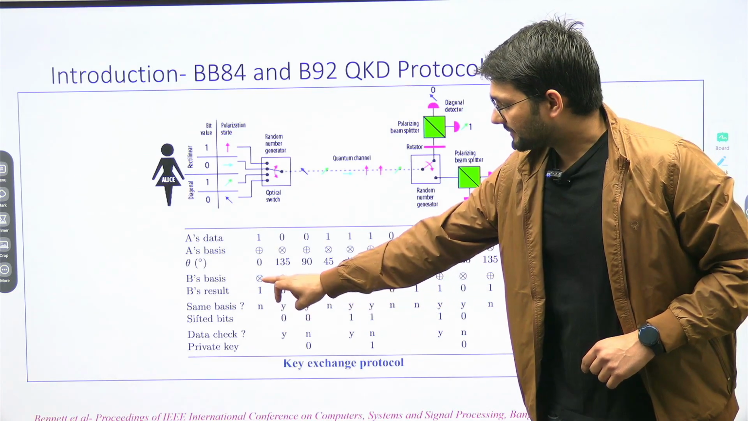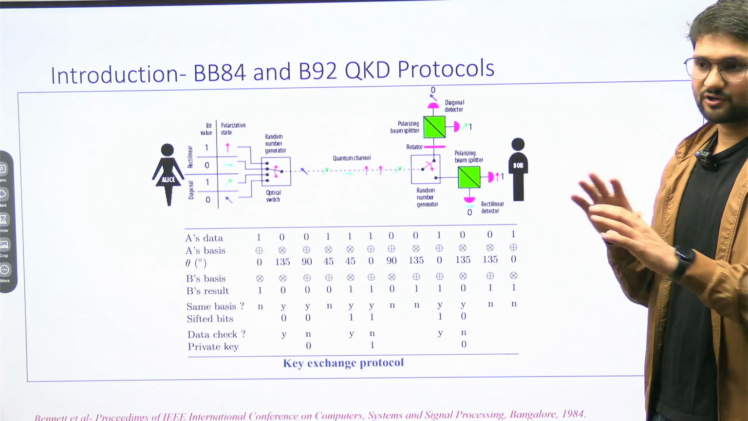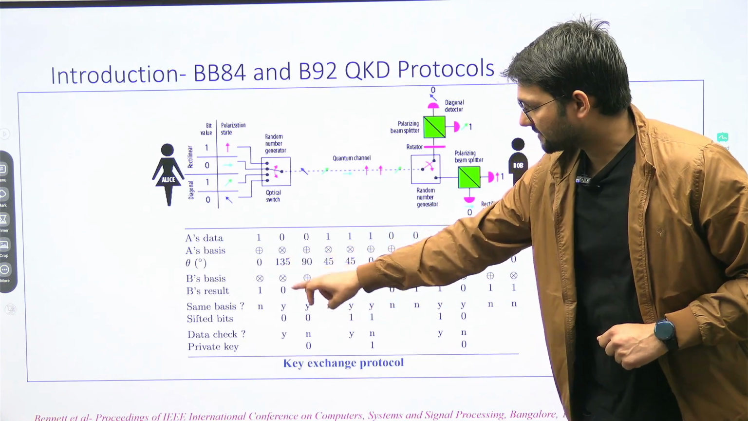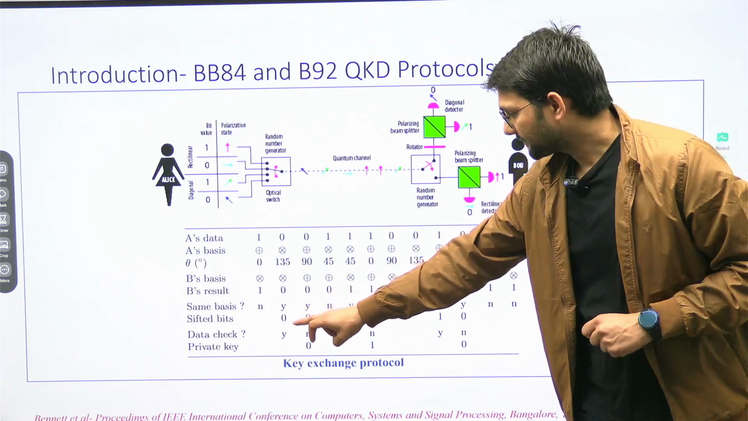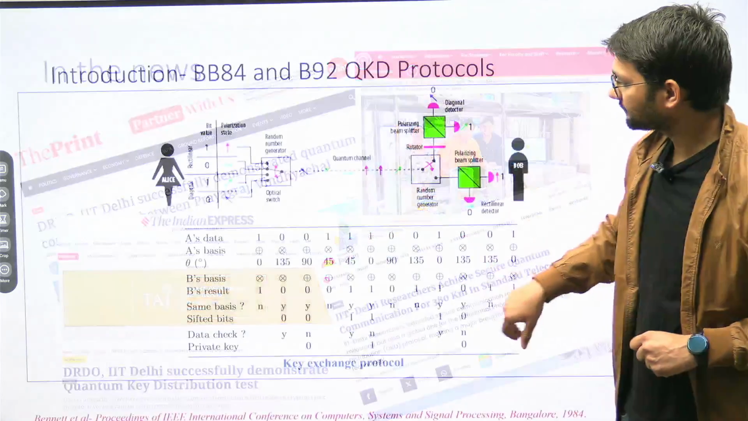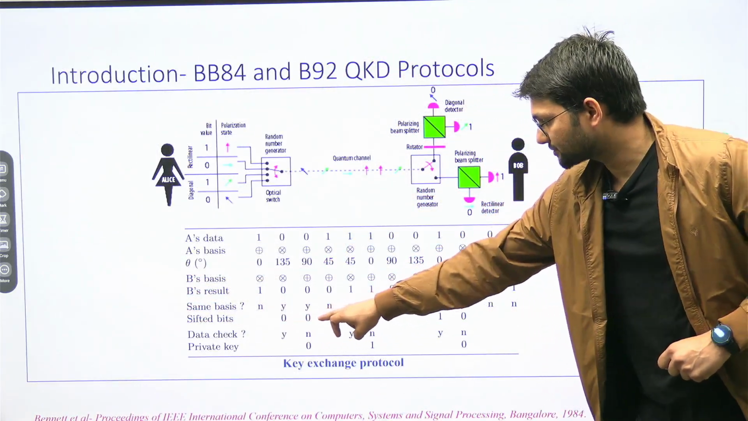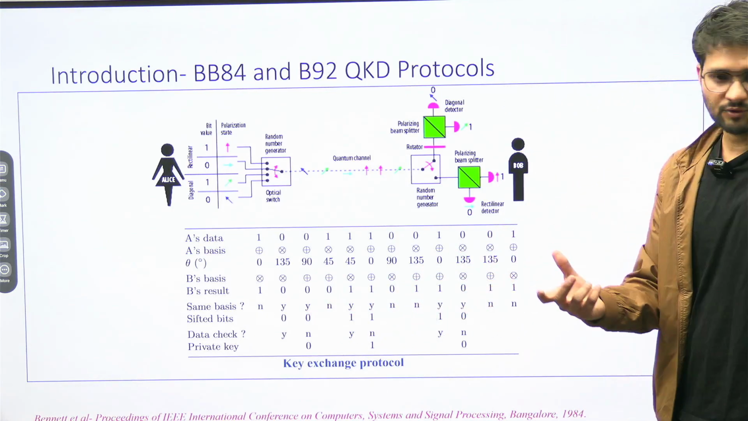Now they will compare their bases whether they were same. Okay, they can reveal this information, they will not be losing the secrecy. So whenever they have the same basis, they will put a yes, that they will accept that bit, and then use that for the key. So wherever you see a yes, will contribute to the key.